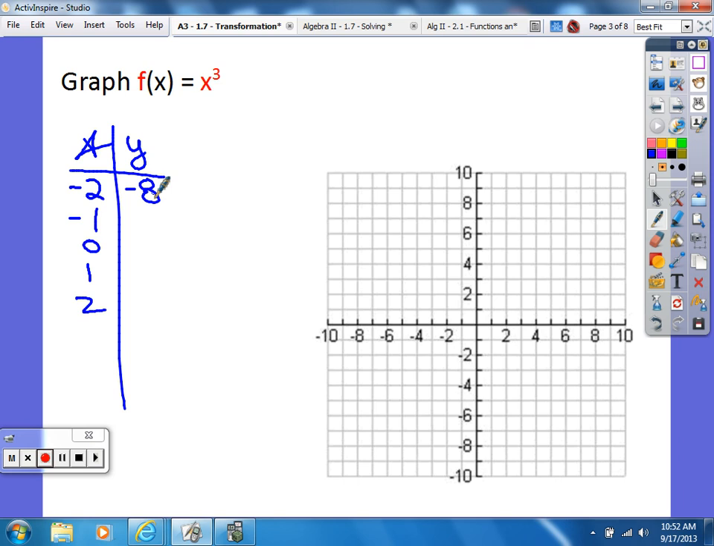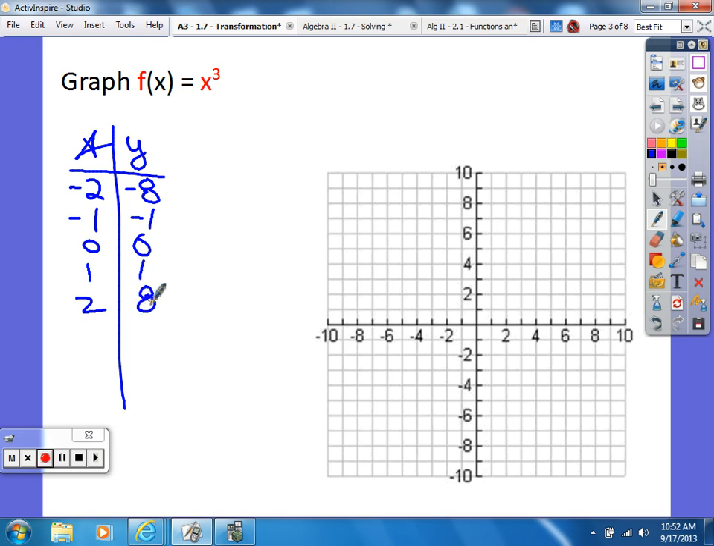Sparta, -1 to the third. Okay, pick somebody. 0 to the third. Okay, pick somebody. Trevor, 1 to the third. Pick somebody. 2 to the third. Perfect.